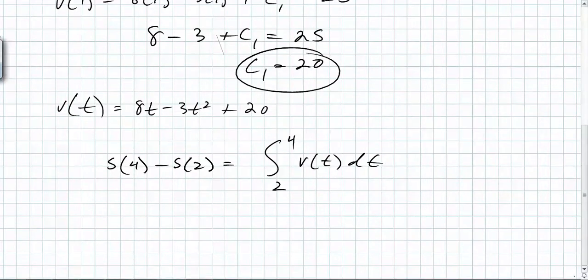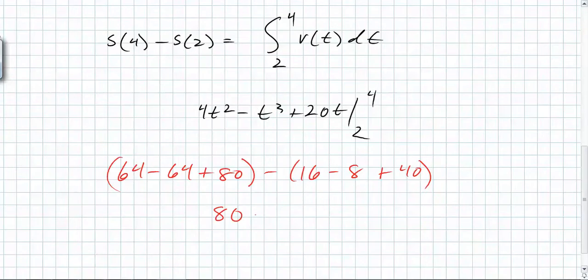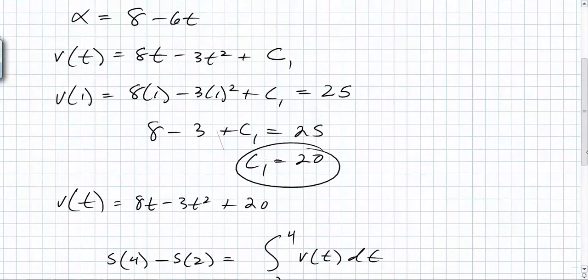So if you want to integrate this, what do you end up with? 4t squared minus t cubed plus 20t from 2 to 4. You do this out, minus 8 plus 40, like this. So what do you end up with? 32, and is that one of the answers?